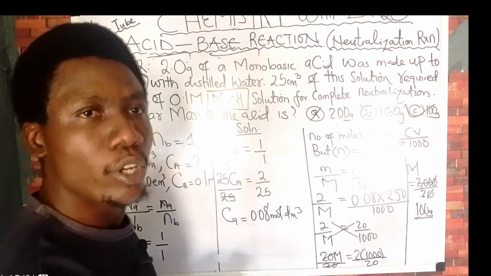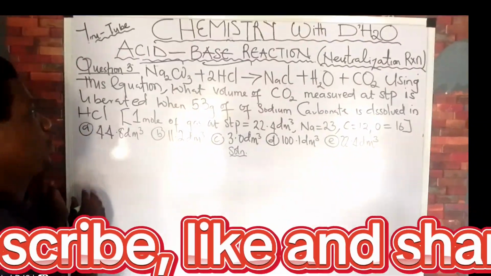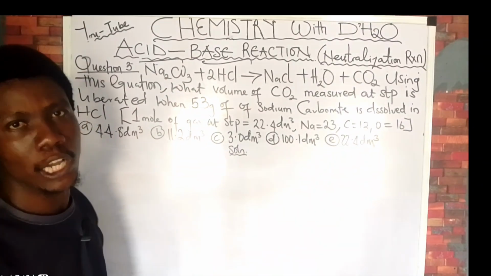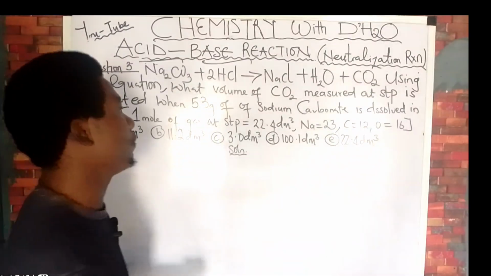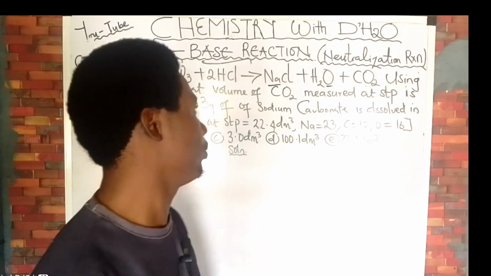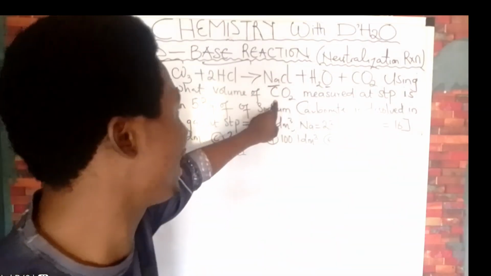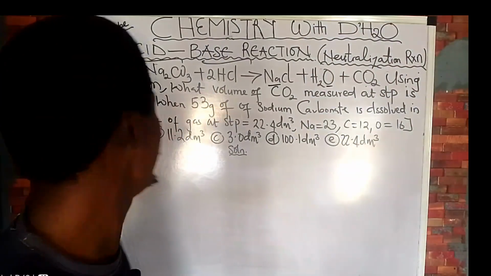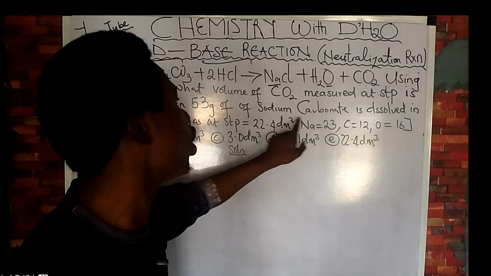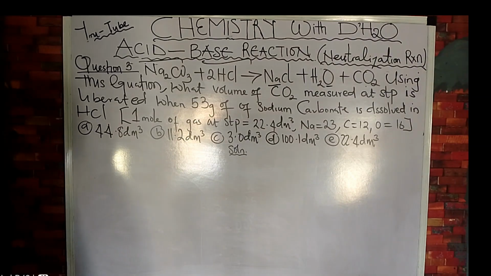We have 2 more questions on different phases involving acid-base reaction. Now let's take the third question. Look at this third question. Na2CO3, that's sodium carbonate, reacted with HCl and it gave us salt, water, and carbon dioxide, like I told you. Using this equation, what is the volume of carbon dioxide measured at STP liberated when 53 grams of sodium carbonate is dissolved in HCl? Very easy. What do we have to do?